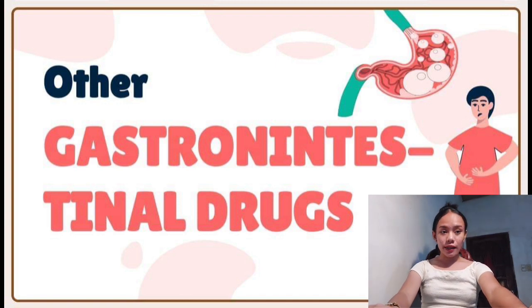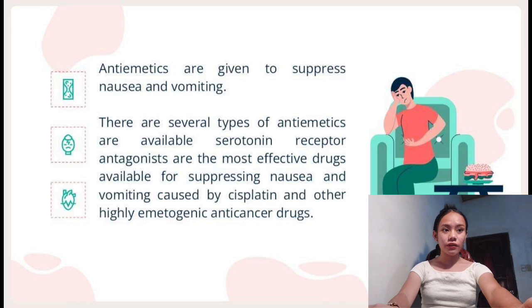So first, I will be discussing drugs under antiemetics. Antiemetics are given to suppress nausea and vomiting. There are several types of antiemetics available, and serotonin receptor antagonists are the most effective drugs available for suppressing nausea and vomiting caused by cisplatin and other highly emetogenic anti-cancer drugs.